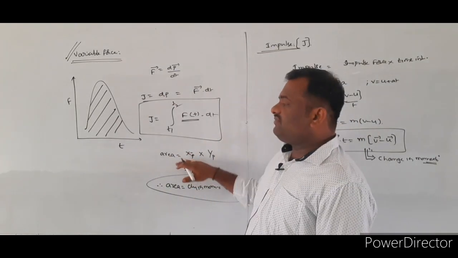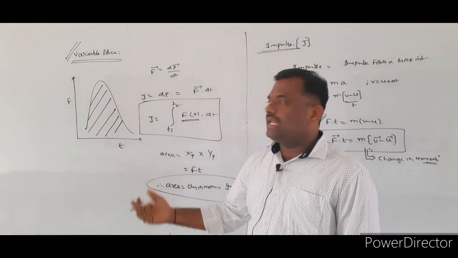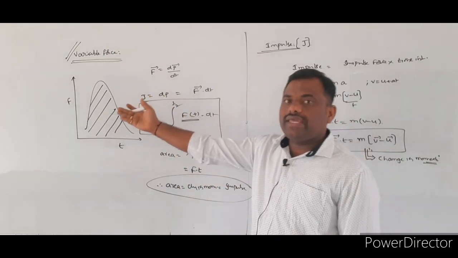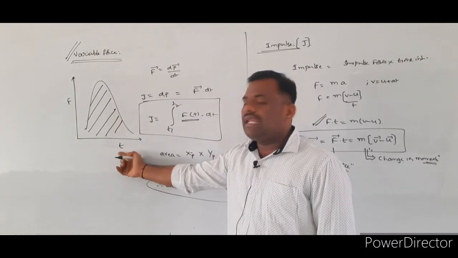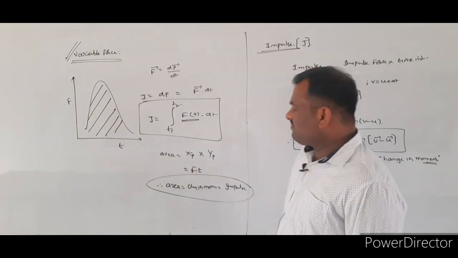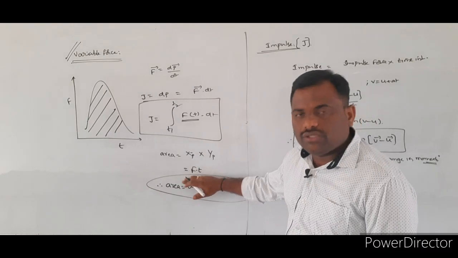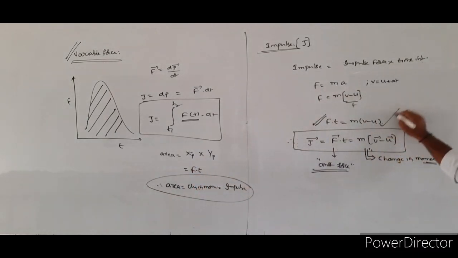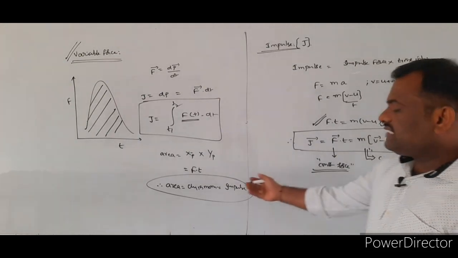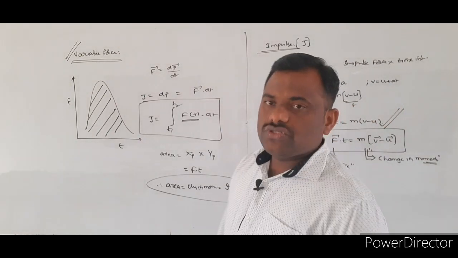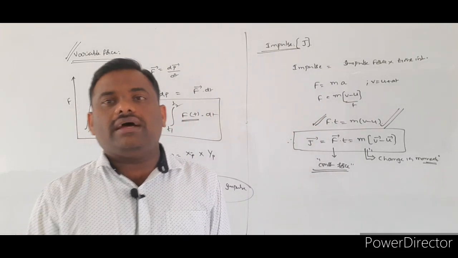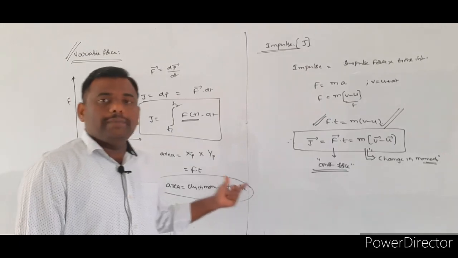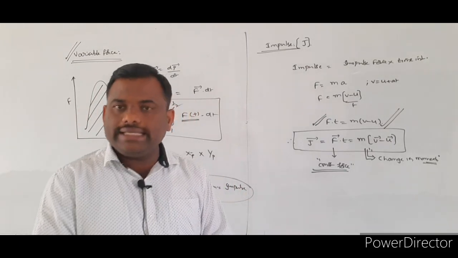Area of any graph is the product of the physical quantities taken along the x-axis and the y-axis. The physical quantity along the y-axis is force, and along the x-axis is time. Therefore, their product is F into T, so the area value is the change in momentum, and the change in momentum is nothing but impulse. So the area bounded by the F-T graph gives impulse only. So this is about impulse.